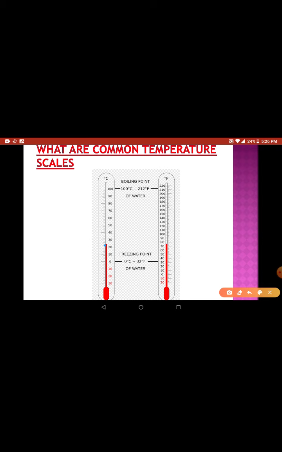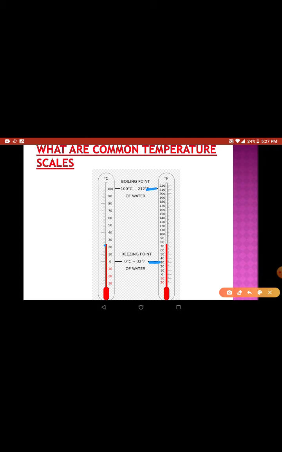Similarly is the case with the Fahrenheit thermometer. Here you can see in the Fahrenheit thermometer, the freezing point of water is fixed as 32 degrees Fahrenheit, and the boiling point of water is 212 degrees Fahrenheit. There is no rule as to why we have to fix it at 32 only and why we have to fix 212 degrees only. They arbitrarily fixed it, that's all. There is no meaning at all.